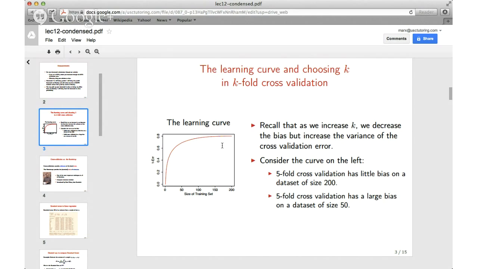But when you read the graph over here, you'll see that there is a huge difference. There's a huge difference between reading the graph at 50 versus reading the graph at 25, right? The curve is happening at that point. So hence we say that as we increase k, we decrease the bias, but we increase the variance of the cross-validation error.